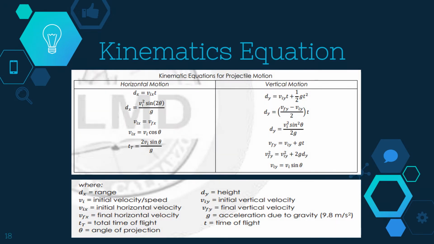Then I have here the different kinematics equations that we can use in order to solve projectile related word problems. So if the horizontal motion is involved, there you have the set of equations. And of course, we have a different set of equations for the vertical motion. Just look at the different symbols that are being used to represent the different variables in physics.